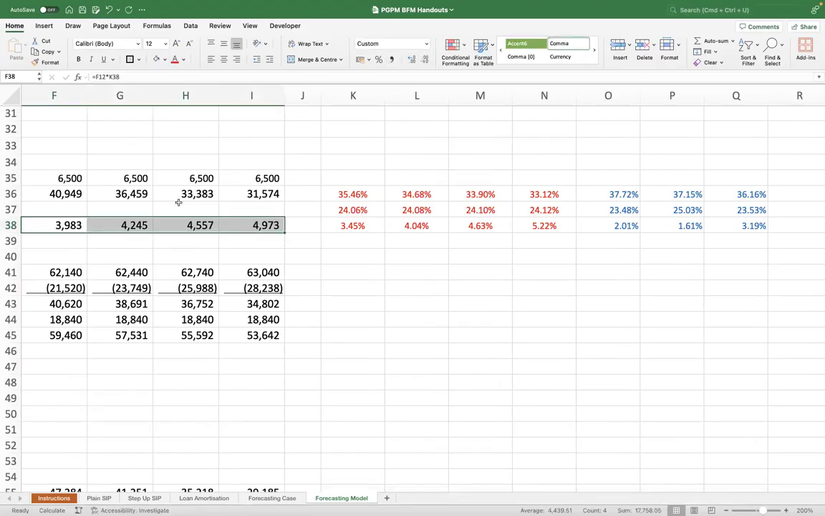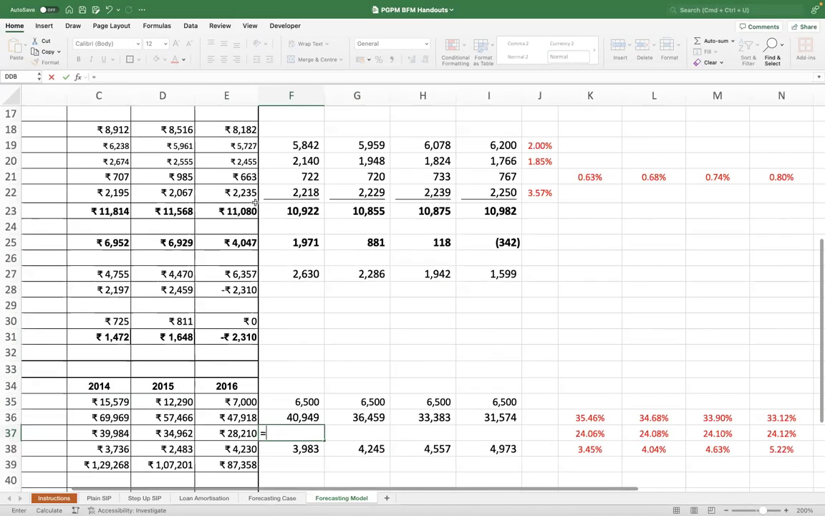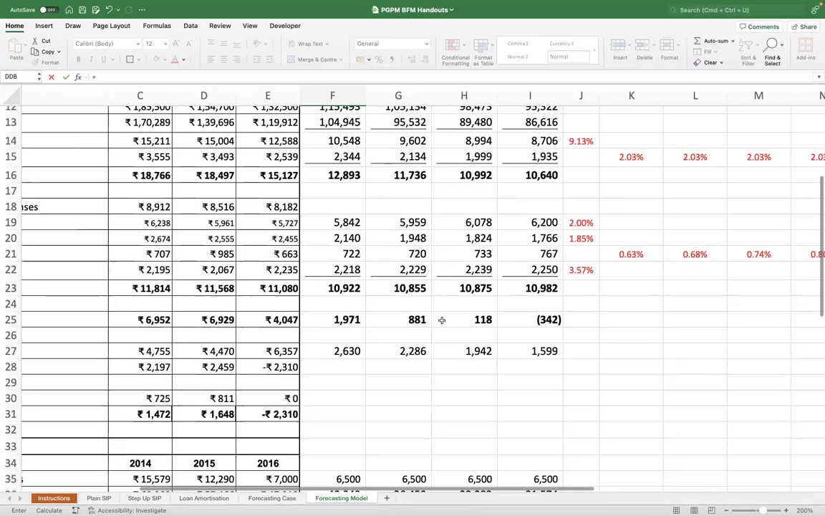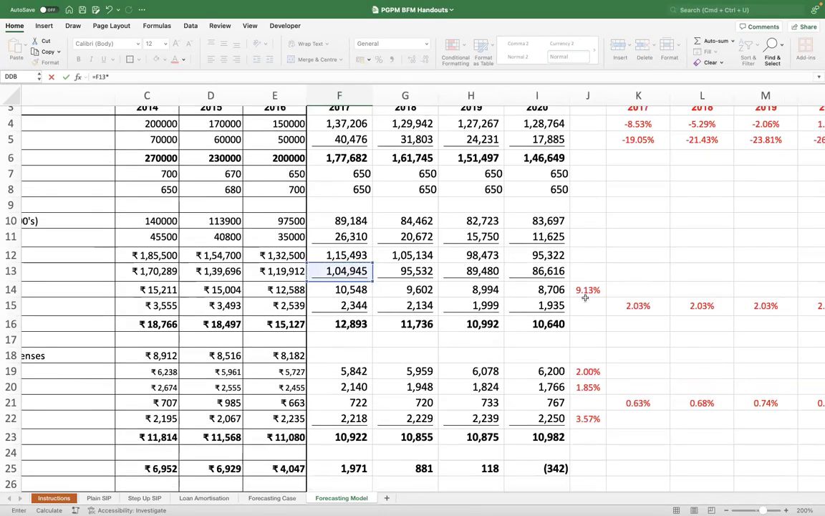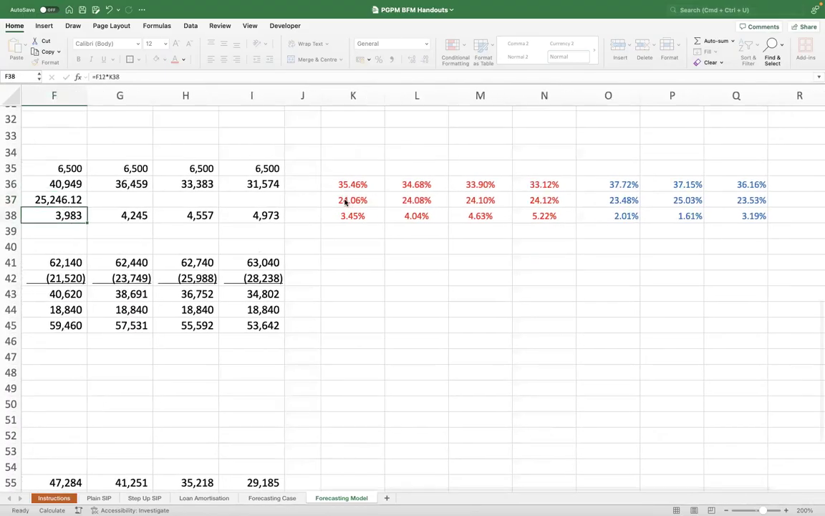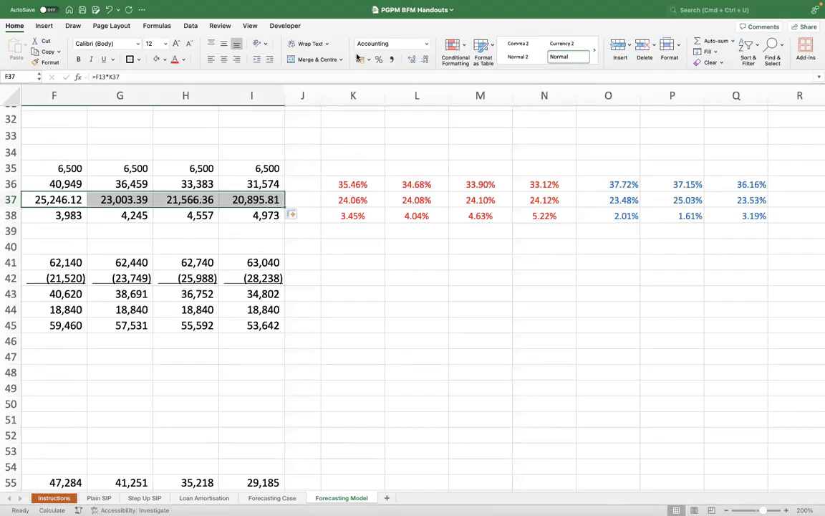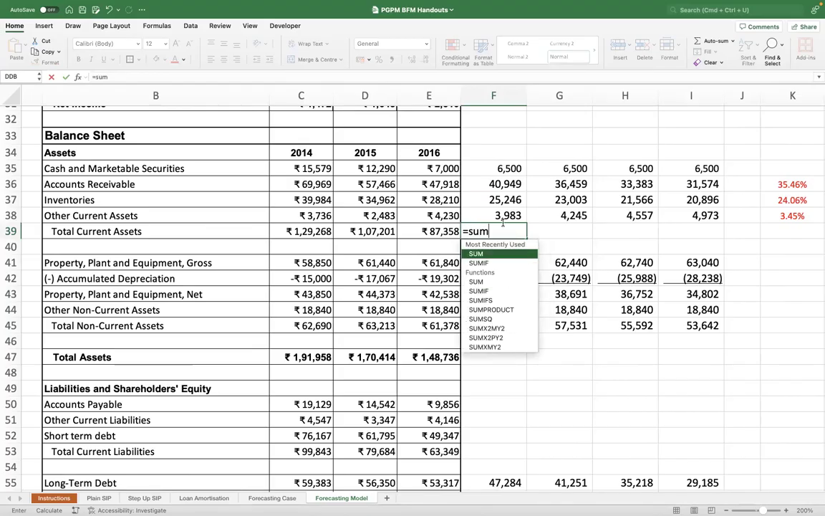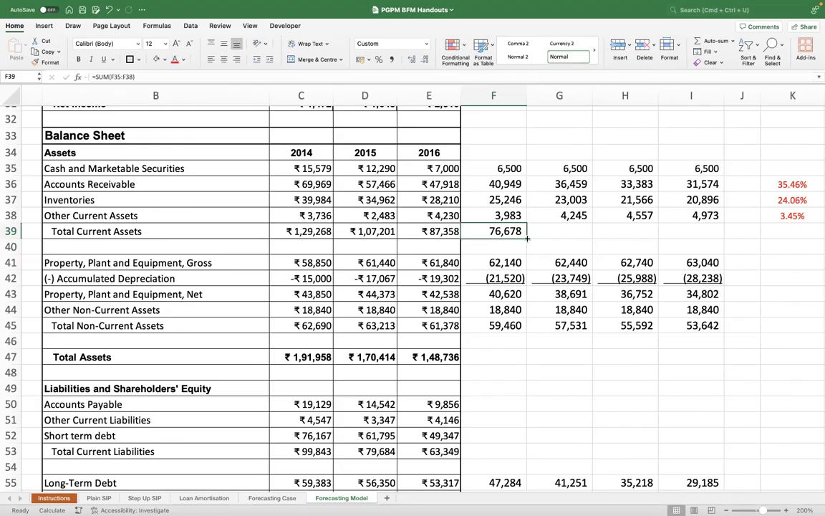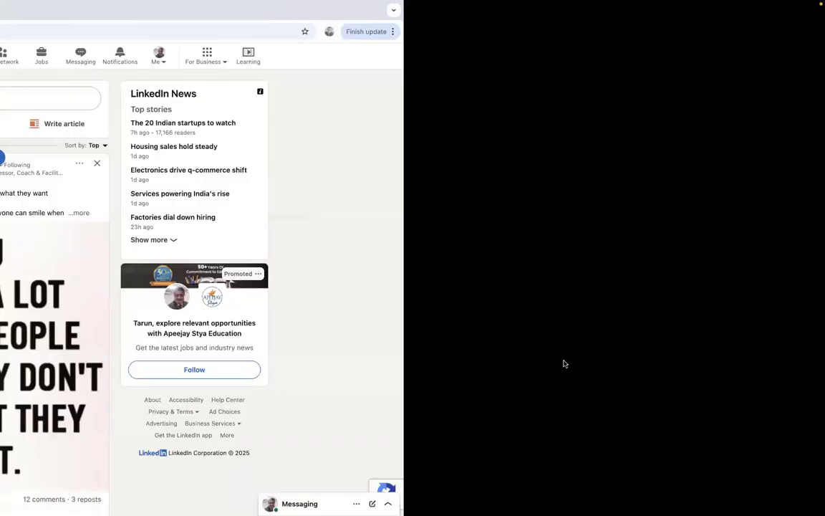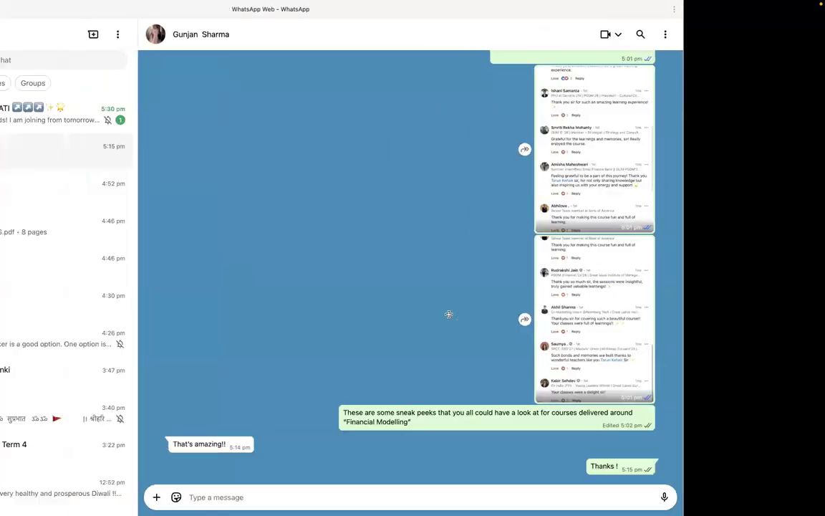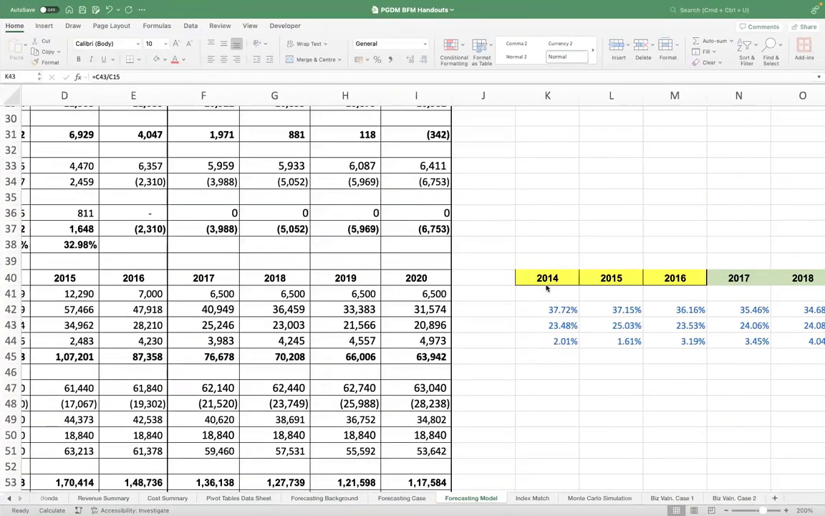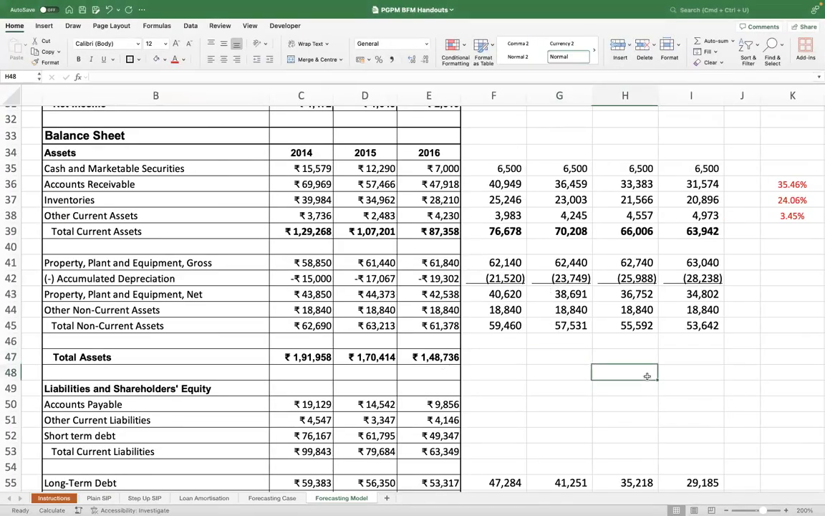But for inventory, what will you do? Cost of sales into these percentages, which is this number, into the percentages. So एक ही बार में all of this will be done. So these are the values you should get. Please check. And then your total current assets is also ready. These are your total current assets. This also should be in bold. 76678. Perfect. 70208, 66006, and 63942. Is that right?